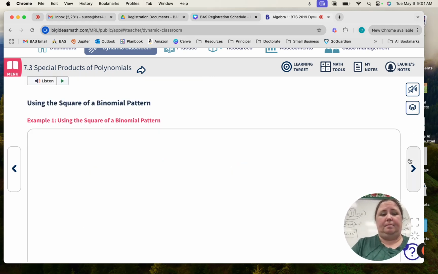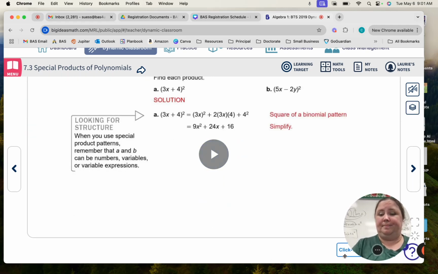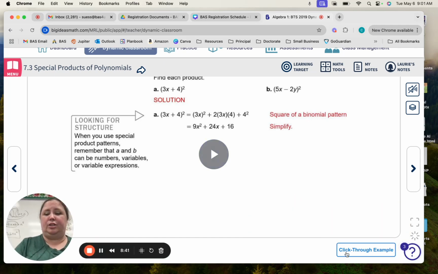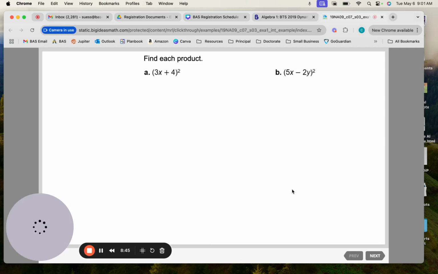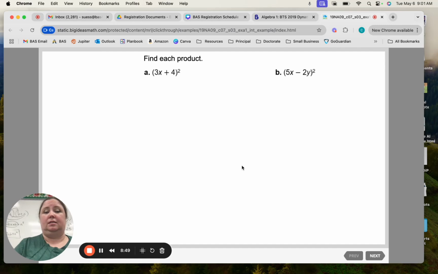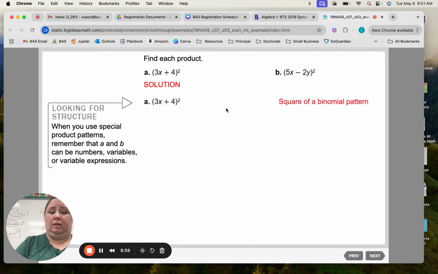Okay, now let's do an actual example. I know we just did two, but I want to make sure you guys get this. All right, so we're going to find each product. Let's do A. Write this in your journals. We have 3x plus 4 squared, so gross. They're doing the square of a binomial pattern.